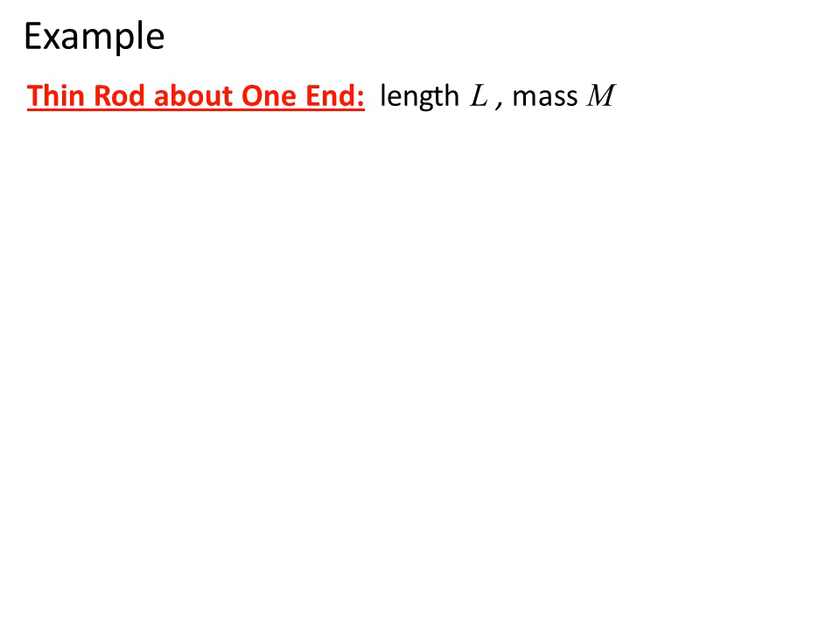Let's look at an example. Here we look at a thin rod that's going to rotate about one end. Its length is L and its mass is capital M. Here's the rod, and here's the rotation. And the moment of inertia for the rod rotating about one end is equal to the integral from 0 to L, so over the whole length of the rod, of r squared dm.